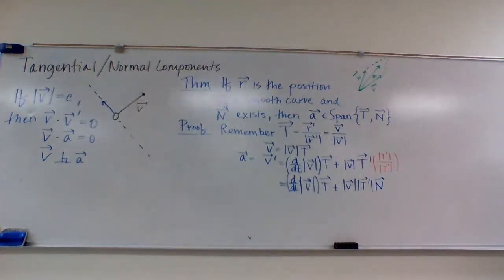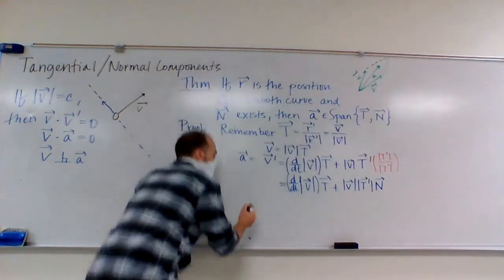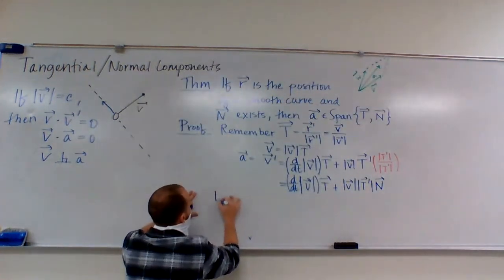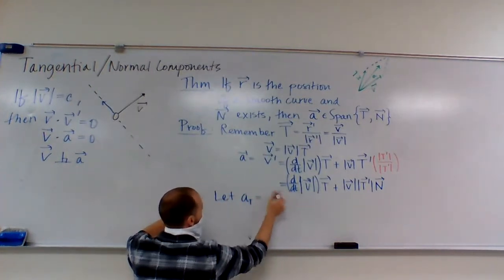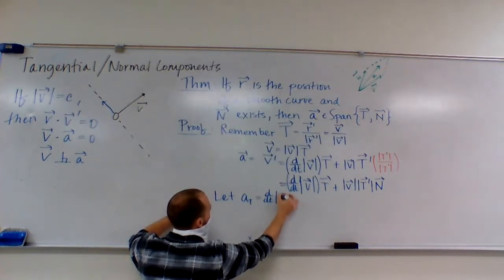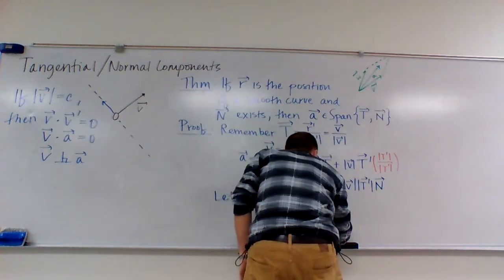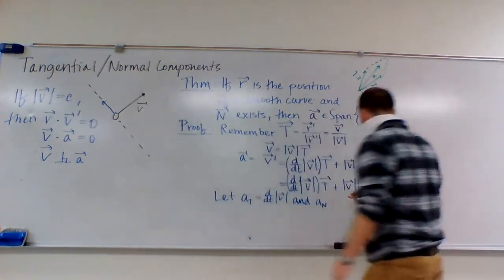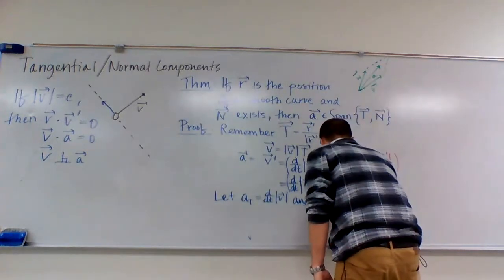And so now I'm going to define A_T to equal the derivative of speed, and A_N to be this product here, the speed times the length of T prime.